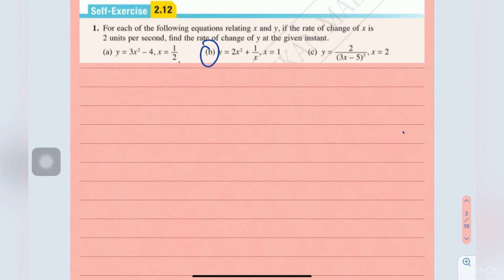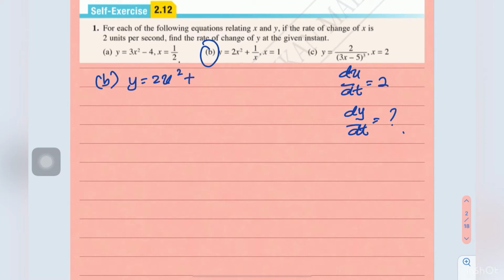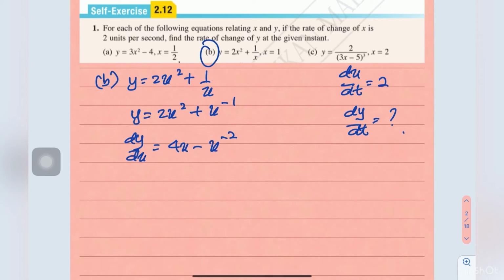Okay, then 1b, same, given the rate of change of x, dx/dt equals 2. Find dy/dt. Okay, so b, y is 2x squared plus 1 over x. So y is 2x squared plus x to the power of negative 1. Then find the first derivative, differentiate y with respect to x, becomes 4x minus x to the power of negative 2. So we have here 4x minus 1 over x squared.